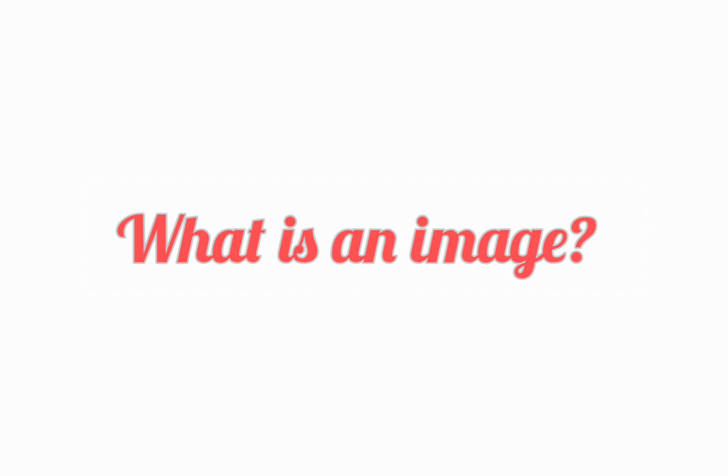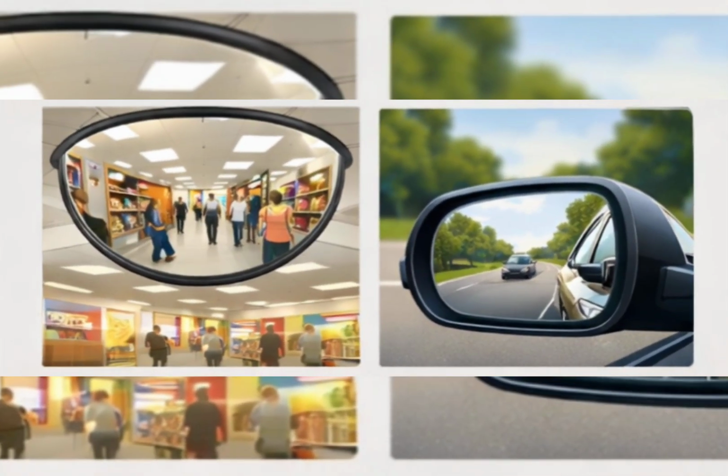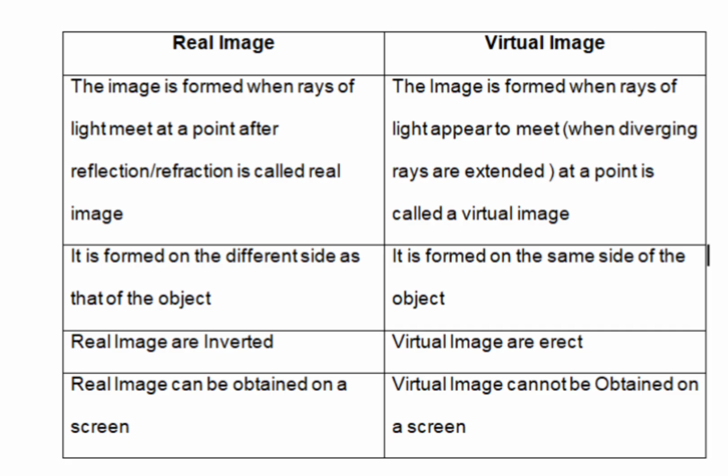Then what is an image? An image is formed when the light rays coming from the object meet somewhere or appear to meet after reflection or refraction. Okay, so there are two types of images. One is real image, another one is virtual image. So what is meant by real image? A real image is formed when the rays of light meet at a point after reflection or refraction. A virtual image is formed when rays of light appear to meet when diverging rays are extended at the point.